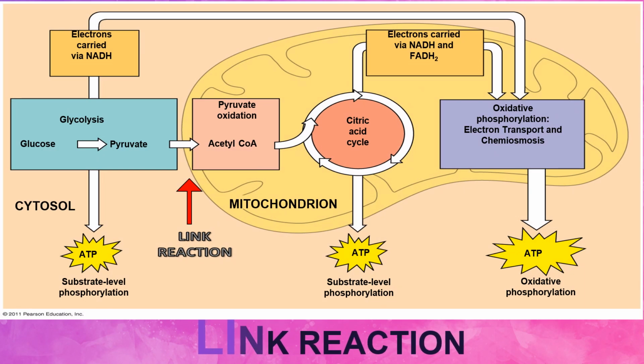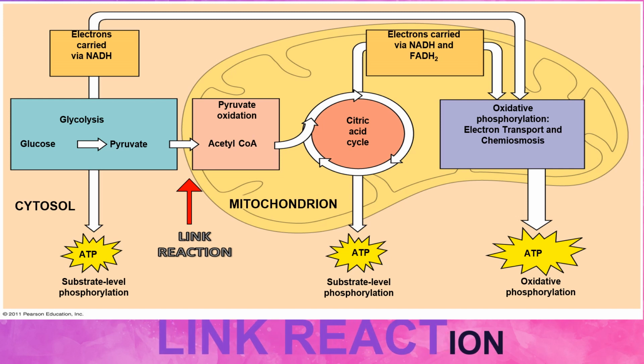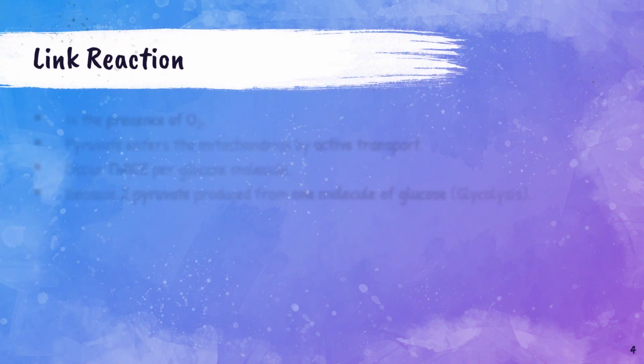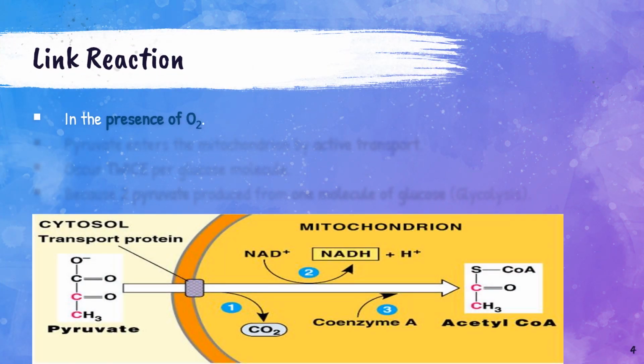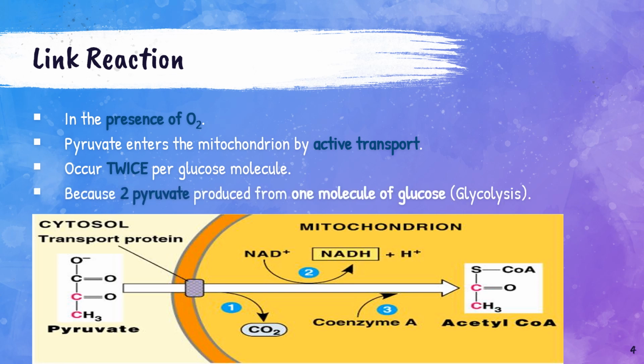The link reaction is named thus because it links the products of glycolysis with the aerobic processes of the mitochondria. Link reaction occurs in the presence of oxygen. Pyruvate, the product from glycolysis, enters the mitochondria by active transport. This process occurs twice per glucose molecule, because 2 pyruvate are produced from 1 molecule of glucose.